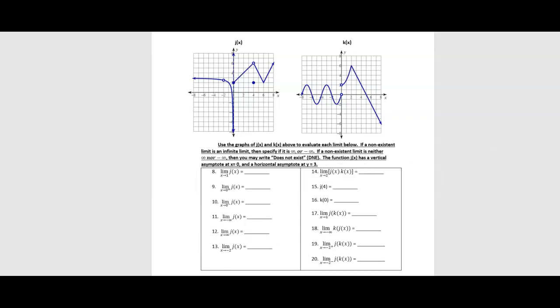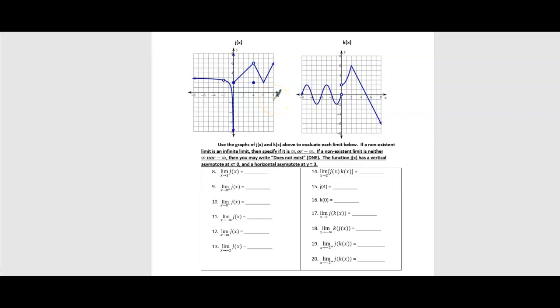All right, let's go ahead and take a look at number 15. Now this is not a limit. This is asking you what is the y value when x equals 4. In other words, I'm not asking you what it is approaching. I'm just asking you what is the actual y value at x equals 4. Well, for the j function, when x equals 4, the y value is 2, because that's where the solid dot is at.